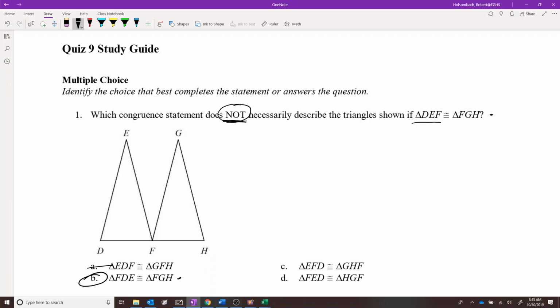If this is still a little confusing to you, look at this. They go EFD. So they went second, third, first. GHF is second, third, first. So they changed both of the orders the same way. So that's not a correct answer. And then this FED. They reversed the letters. They just listed them backwards, which means on the second description they would have to reverse the order of the letters, and they did. They went HGF. So answer B is the only statement that does not describe the triangle shown.